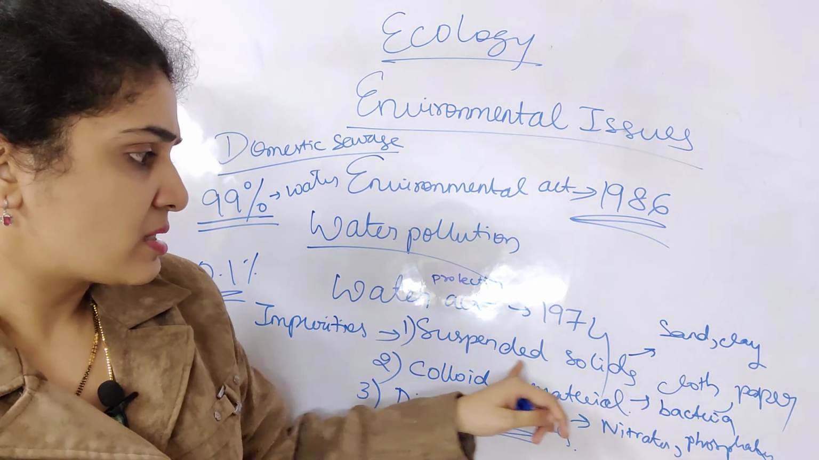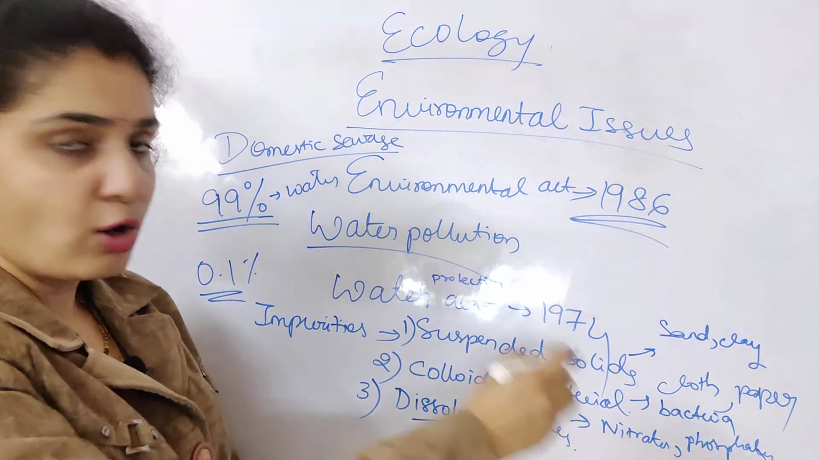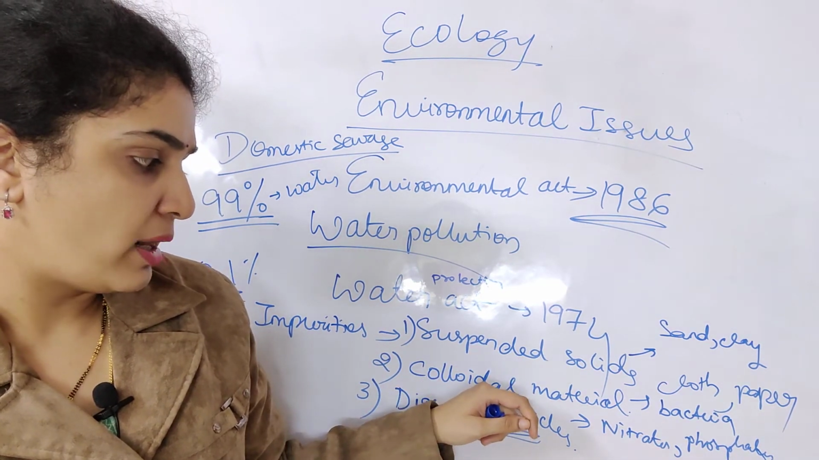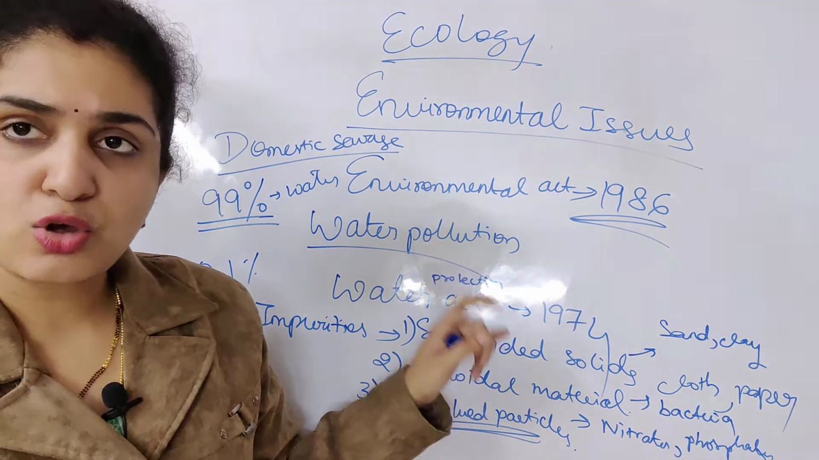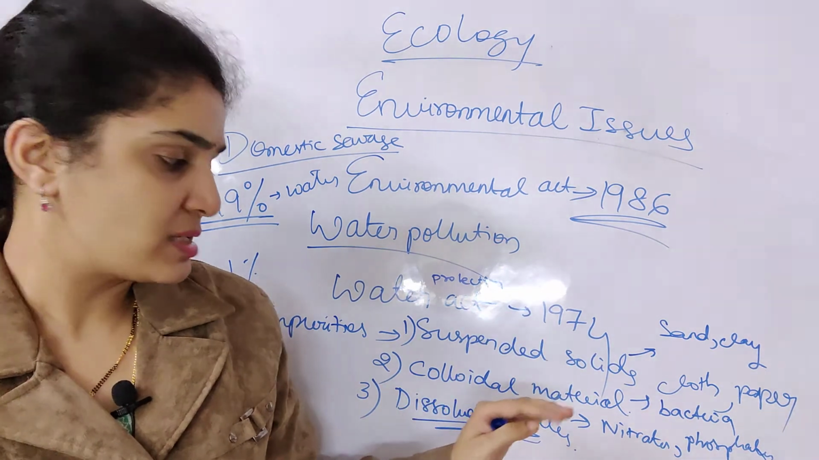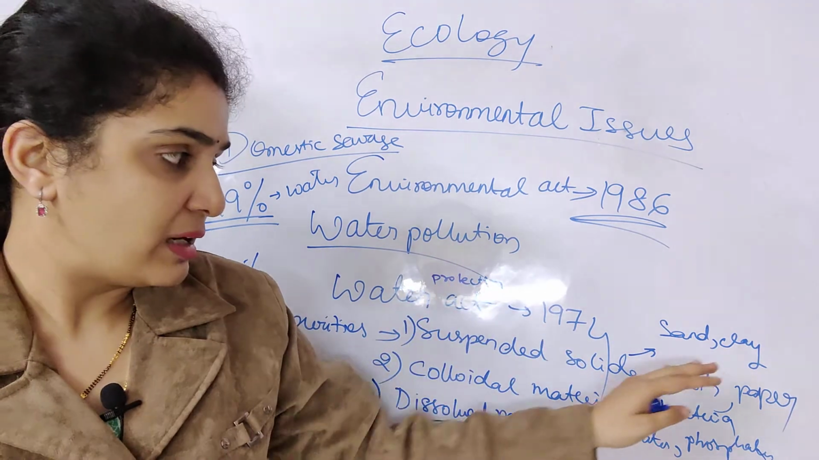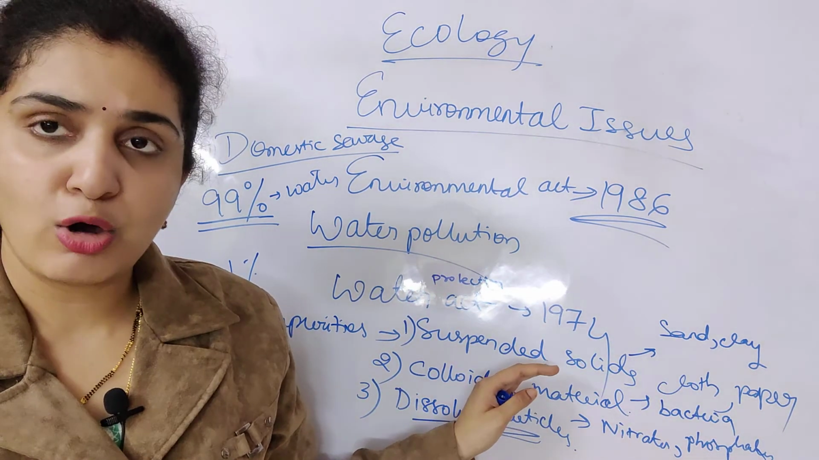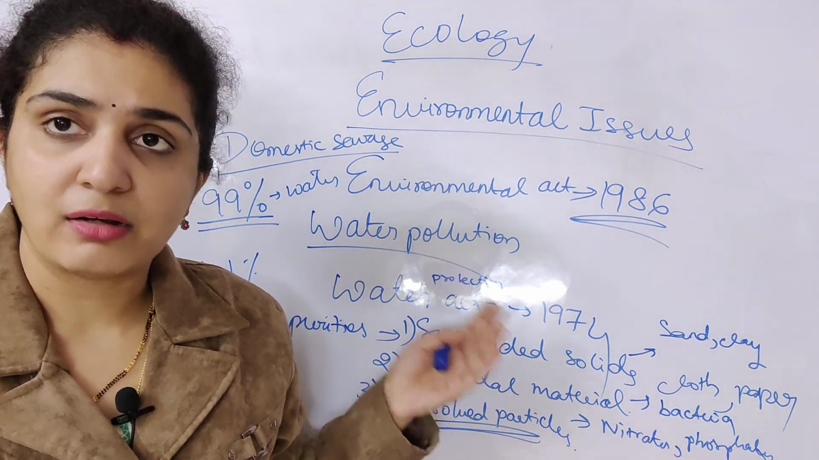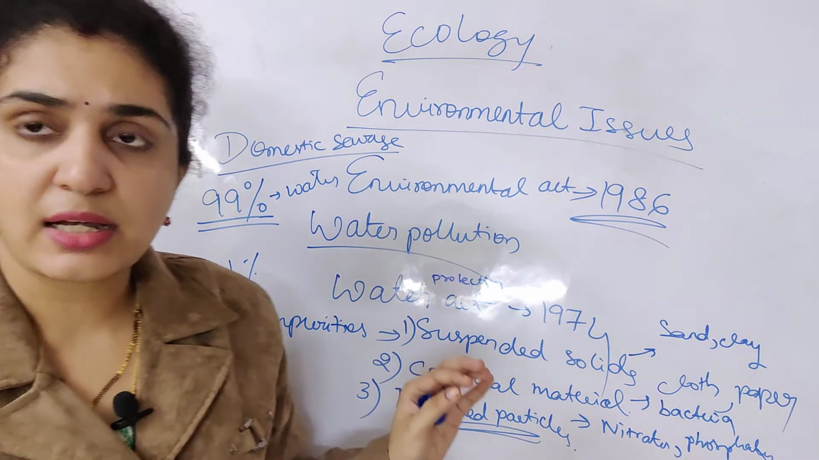These all are contributing to only that 0.1%: suspended solids, colloidal material, dissolved particles. Suspended solids are sand, clay. Colloidal material is cloth, bacteria as well as paper. Dissolved particles are nitrate, phosphate. They'll ask you an example. If they give you clay and sand, they belong to suspended solids. Cloth, paper all belong to colloidal matter. What is dissolved is nitrates and phosphates. So these are the three important things associated with impurities.